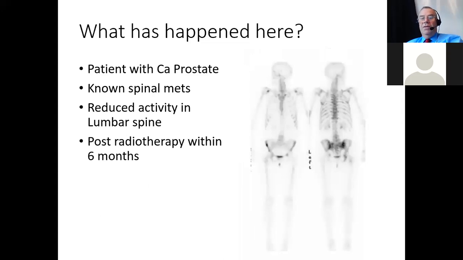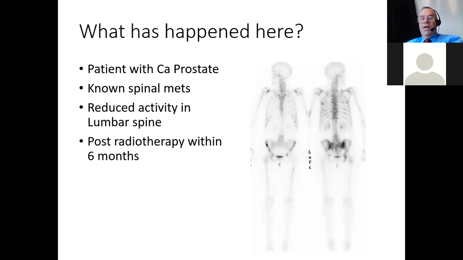So here we have another pattern we sometimes see. This patient has known carcinoma of the prostate with spinal metastasis. And we can see here that there's reduced uptake across the lumbar spine. And if you notice, it's got a very square type shape, or rectangular shape, should I say. Nature doesn't really do rectangles, so that would be a human thing.